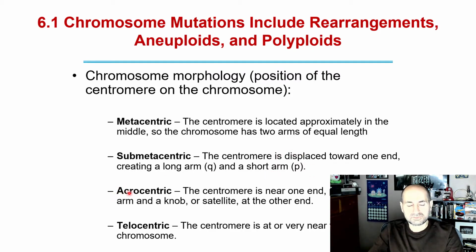Don't forget there's also what's known as acrocentric chromosomes, where the centromere is near one end, producing a long arm and a knob or satellite at the other end. So it's really pronounced long arm at one end and a stubby knob at the other. And then you have telocentric, where the centromere is at or very near the end of the chromosome. Don't forget that the ends of your chromosomes are called the telomeres. The very ends of the eukaryotic chromosomes are called the telomeres. So just a little bit of review about what we've learned previously.